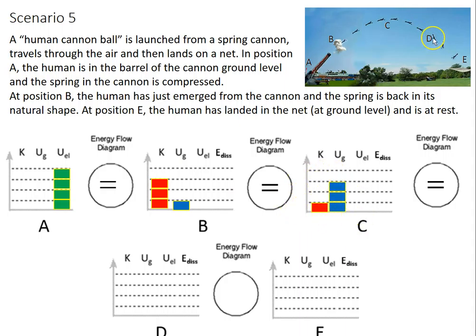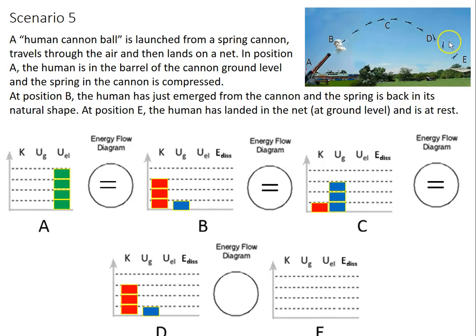Okay, at D, I'm thinking he's about the same level as he was at B. So I'm going to say that D should look exactly like B. And that would be a key point. That is, if you believe B and D are at the same level, your energy chart for B should be the same as D.